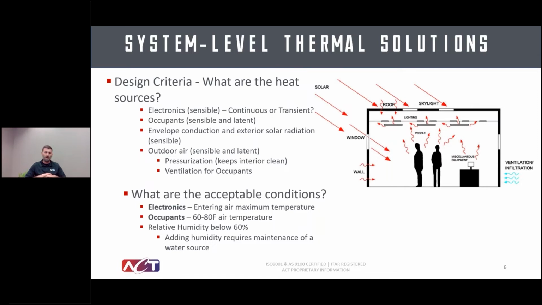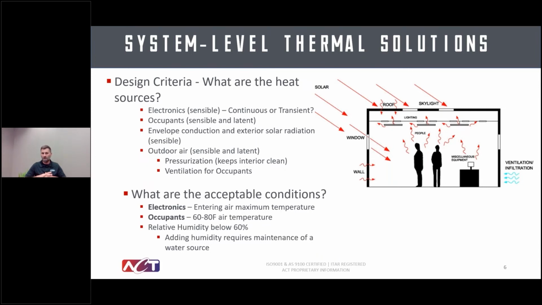Occupants may be present in the system, and they provide both sensible and latent heat loads that need to be addressed. The envelope of the system allows conduction from outside temperatures to inside, as well as additional thermal loads that come through due to solar radiation on the exterior skin of a system.